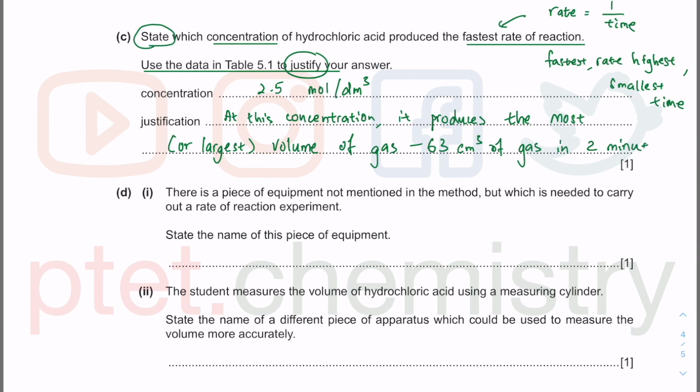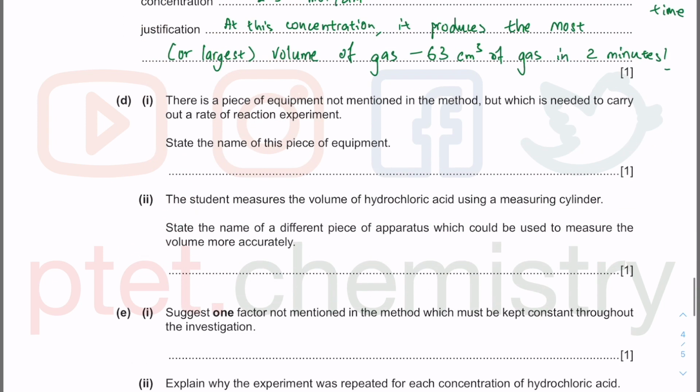Use data. So I'm just writing down the data that I have. The most or the largest volume of gas there. Now there is a piece of equipment not mentioned in the method, but you need it.